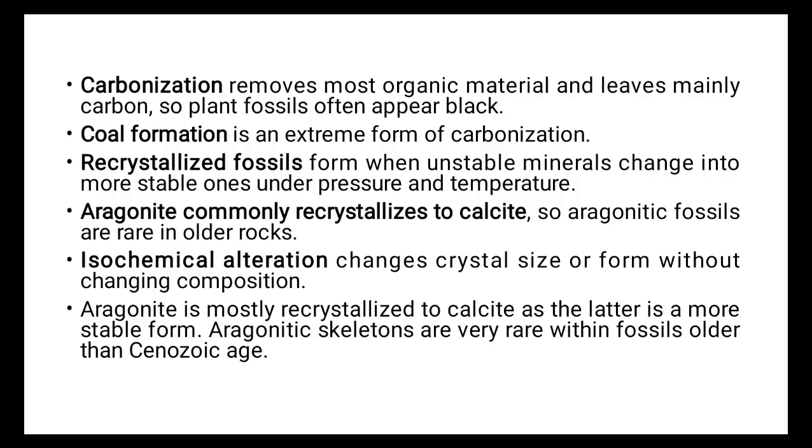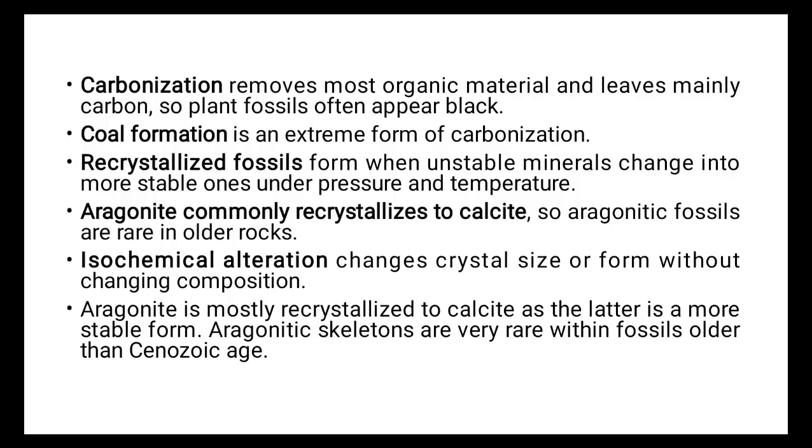Then recrystallized fossil forms when unstable minerals change into more stable ones under pressure and temperature. Commonly aragonite recrystallizes to calcite, as aragonite is less stable and calcite is more stable. Isochemical alteration: what is isochemical alteration? It changes crystal size or form without changing composition. So aragonite recrystallizing to calcite is a kind of isochemical alteration.